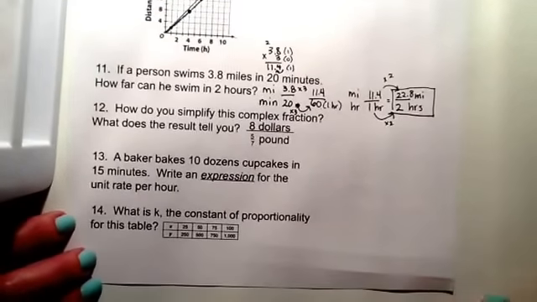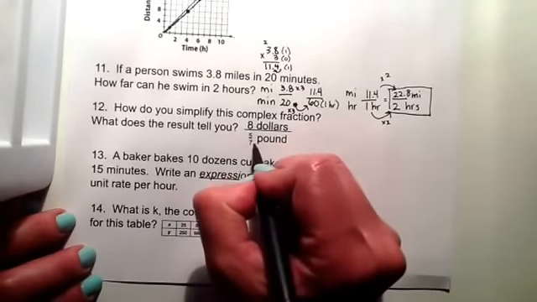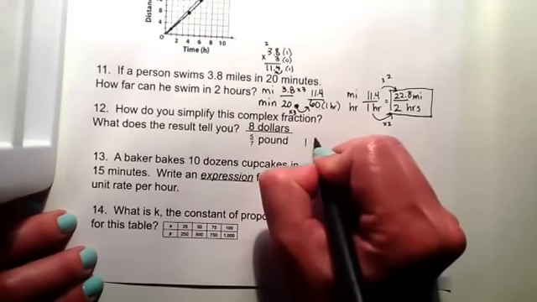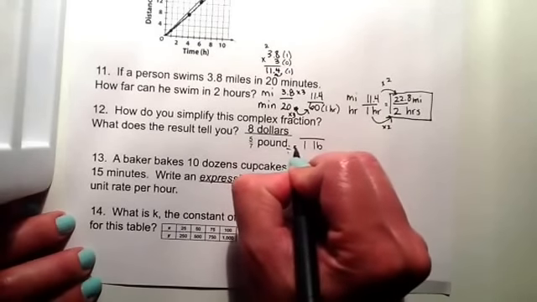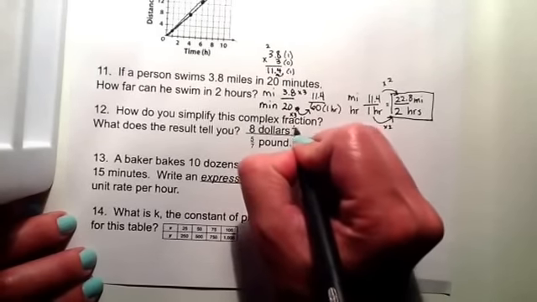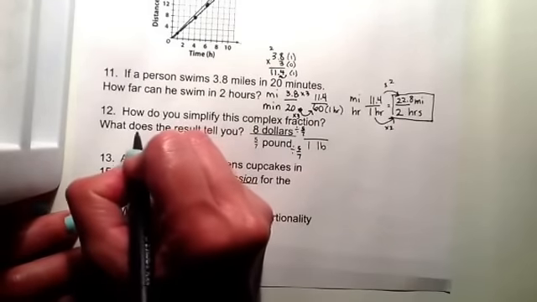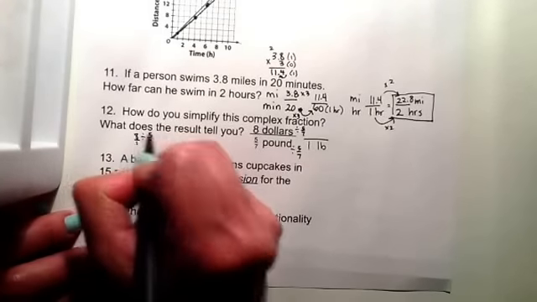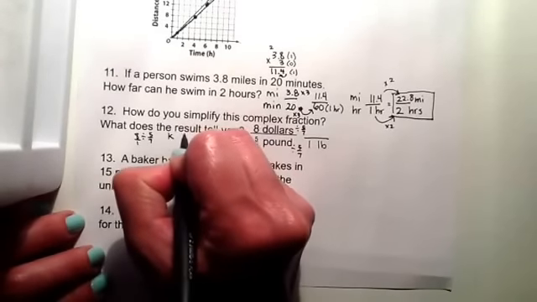Number 12. How do you simplify this complex fraction? What does the result tell you? Okay, so to simplify this, I need to take down my 5/7 of a pound down to 1 pound. Again, how do I go from 5/7 to 1? I'm going to have to divide by 5/7. Whatever I do to the bottom, I'm going to have to do to the top. So $8 is being divided by 5/7. Remember, you put whole numbers over 1. Well, division of fractions, that is when you use the keep it, change it, flip it.